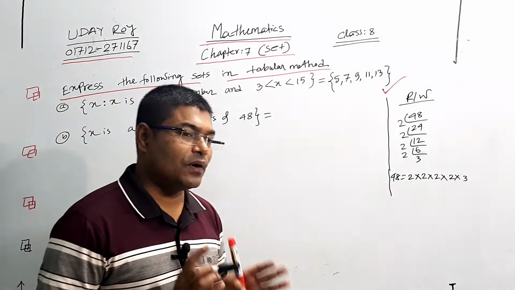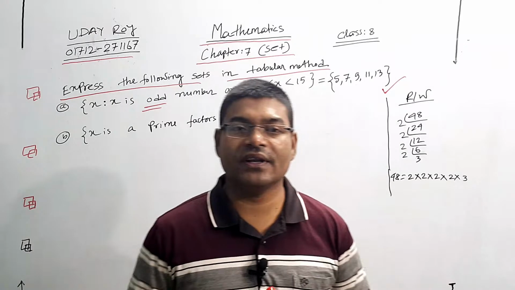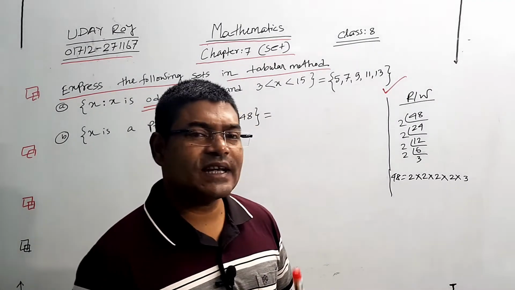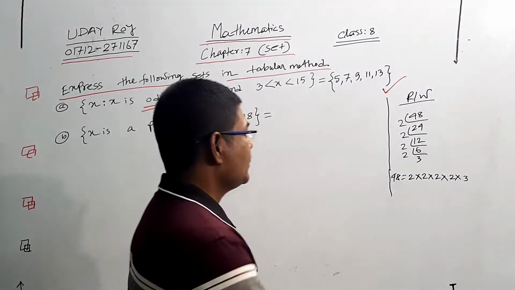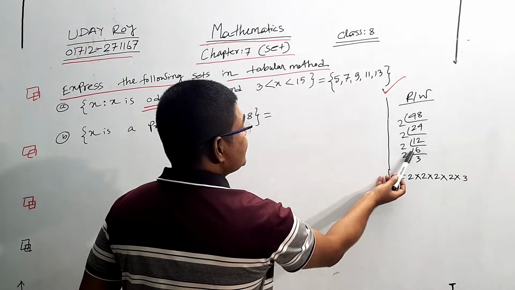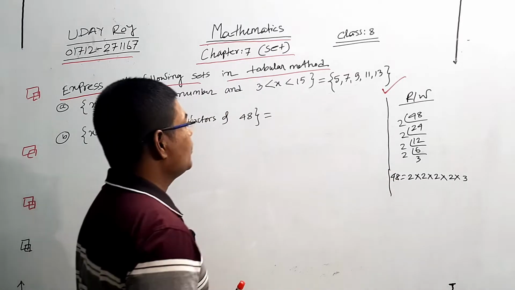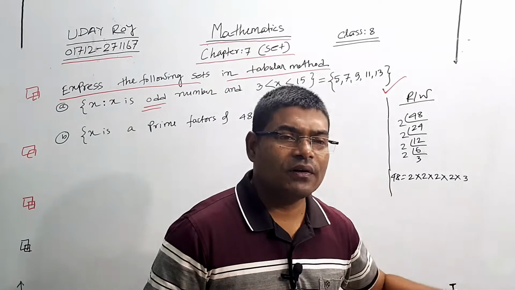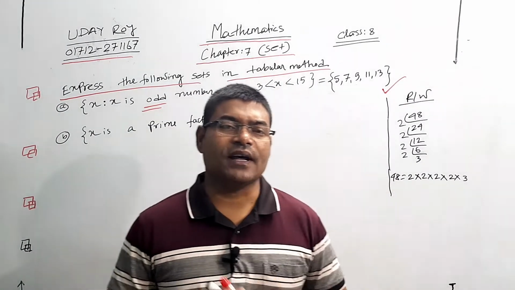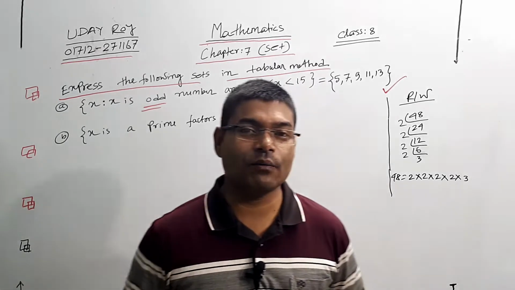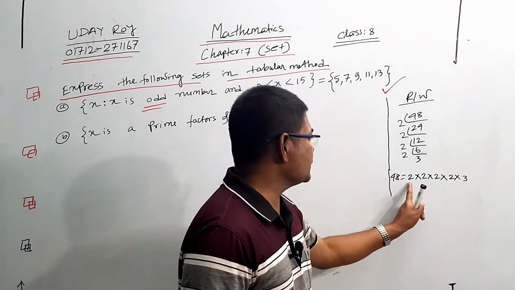Prime factors. Already we have learned the definition of prime factors. So at first you have to break 48 into 24, 12, 6, 3. Now prime factors are the factors which are prime. Already we know the definition: the number which is divisible by only one and itself. So here we have 2, 2, 2, 2.